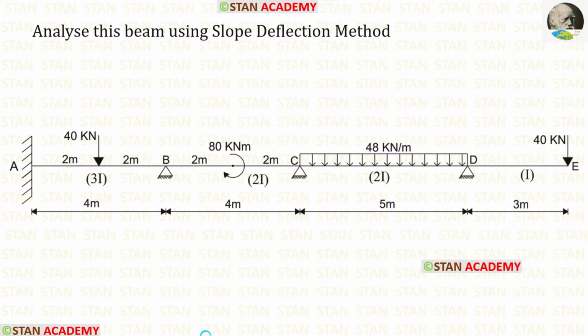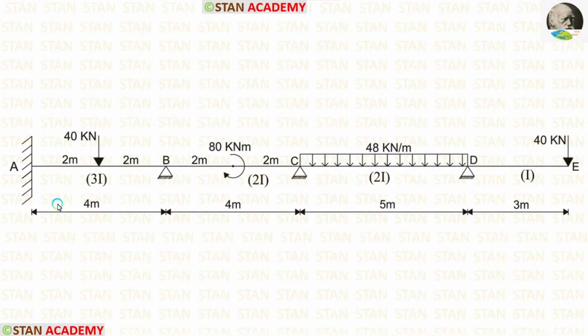Hello everyone. Today we are going to analyze this beam using slope deflection method. Before analyzing, let us see the beam one time. In this beam, there are three spans: span AB, span BC, and span CD. Also, there is an overhanging span DE.